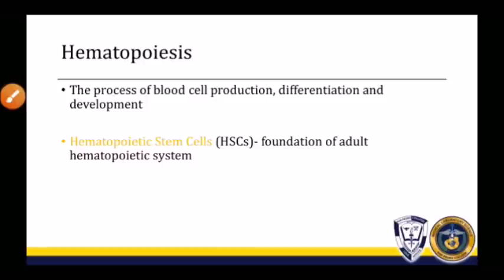So when we discuss hematopoiesis, we have to know first the cell that started it all. That cell is the hematopoietic stem cell. The hematopoietic stem cell is the origin of all the blood cells present in our circulation. It is the foundation of the adult hematopoietic system because from the hematopoietic stem cell come our RBCs, WBCs, and platelets. So, how does one hematopoietic stem cell become an RBC, WBC, or platelet? We'll find that out later.